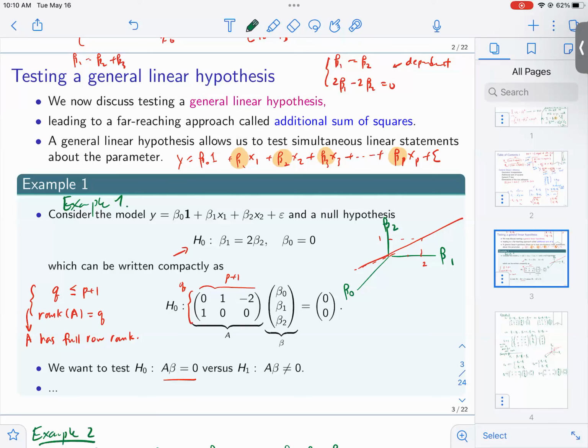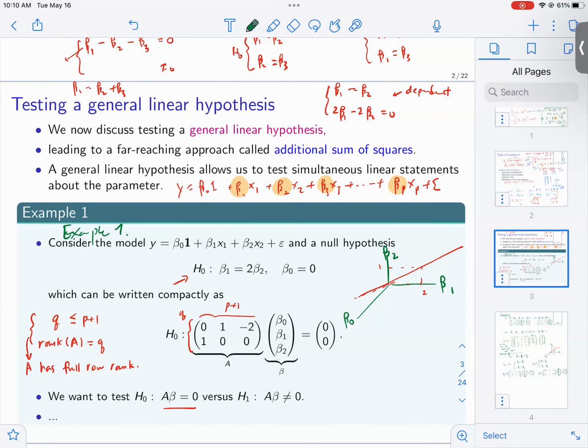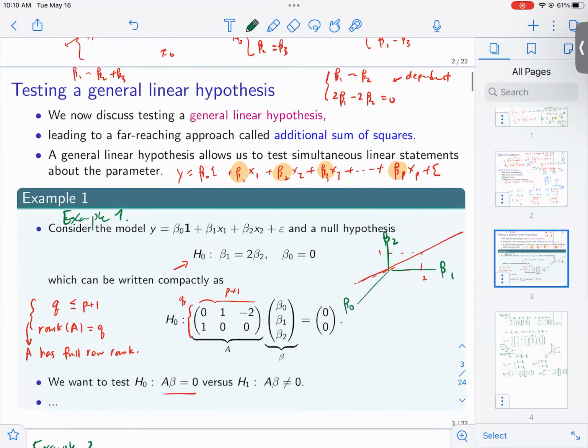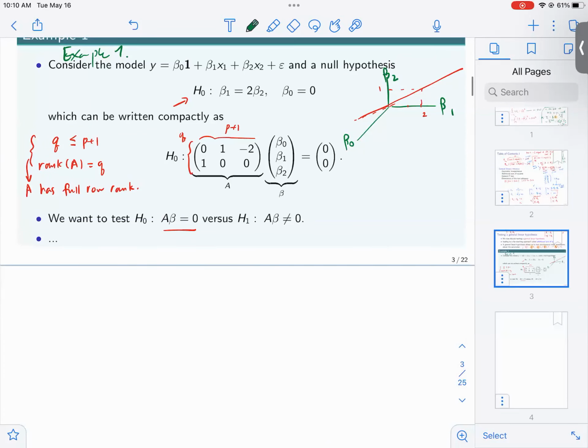To avoid confusion, let me try what you said first. So Abel suggested that we set beta 0 equal to 0 and set beta 1 equal to 2 beta 2, and then beta 2 will be free. So our model would be y equals 0 times 1 plus 2 beta 2 x1 plus beta 2 x2 plus epsilon.